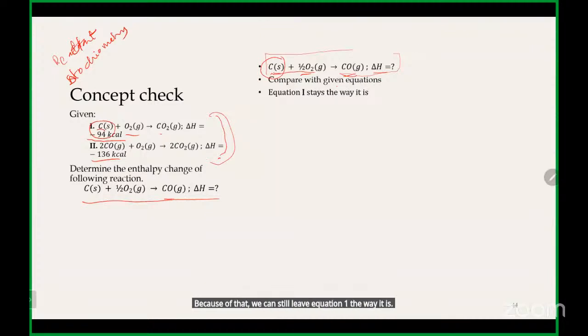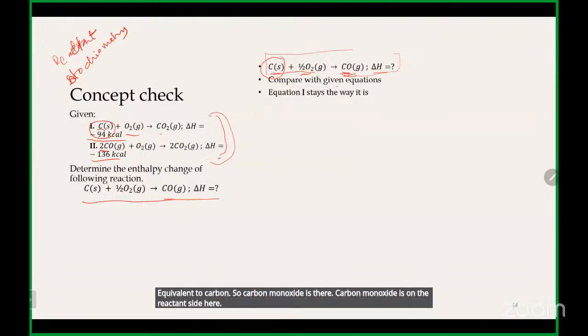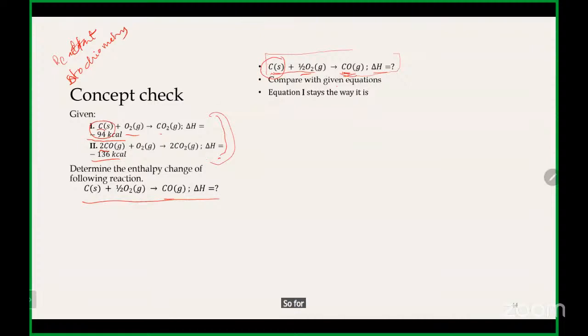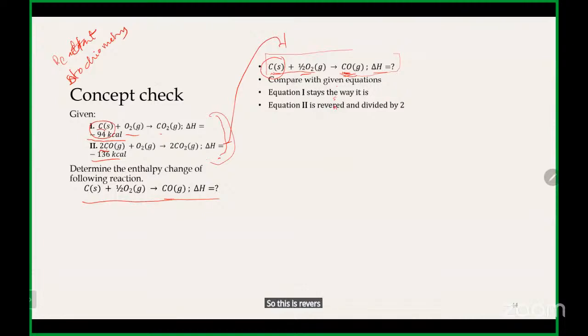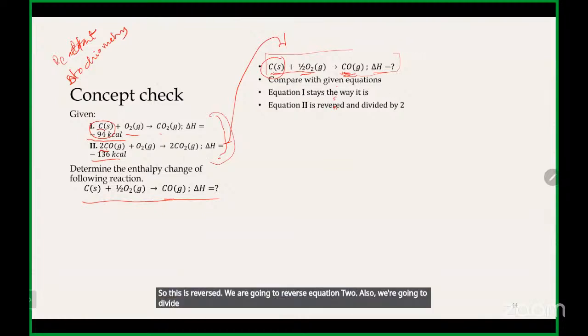Equation 2, carbon monoxide is there. Carbon monoxide is on the reactant side here. For the carbon monoxide to be on the product side, this one must align with that. So we are going to reverse equation 2. Also, we're going to divide it by 2 because we have 1 mole here. We're looking at the stoichiometry now, but we have 2 moles here.